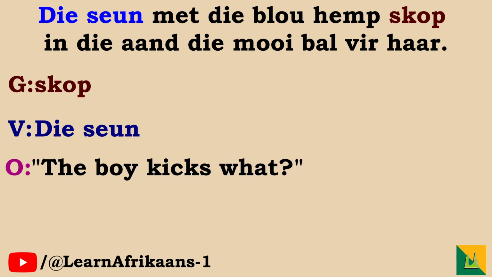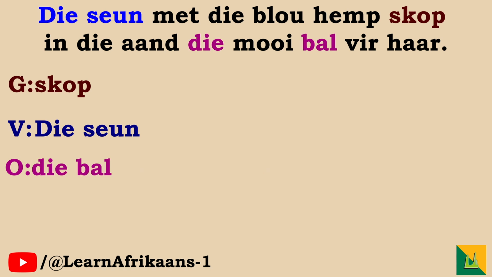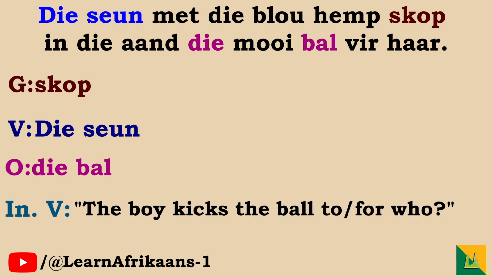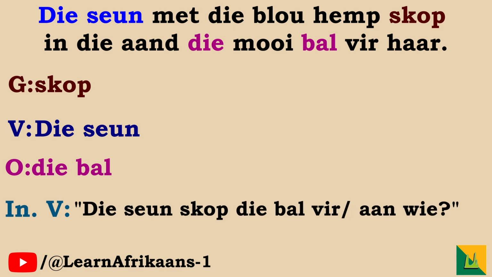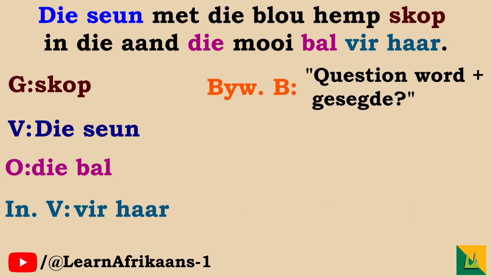Onderwerp, the boy kicks what? Die seun skop wat? Die bal. Indirekte voorwerp, the boy kicks the ball to/for who? Die seun skop die bal vir, skynstreep, aan wie? Vir haar. Bywoordelike bepaling, question word plus gesegde, vraagwoord plus gesegde.